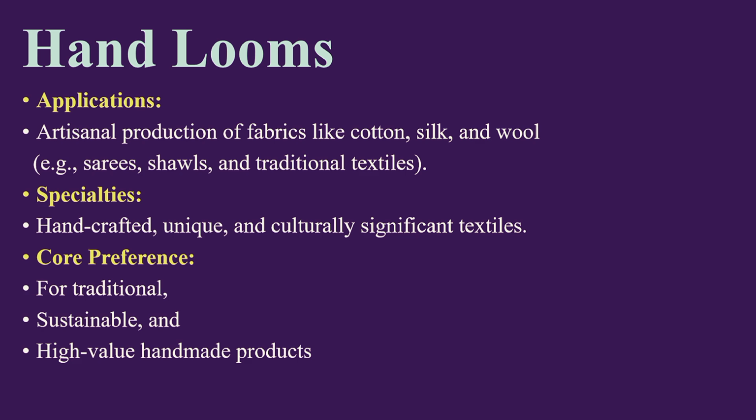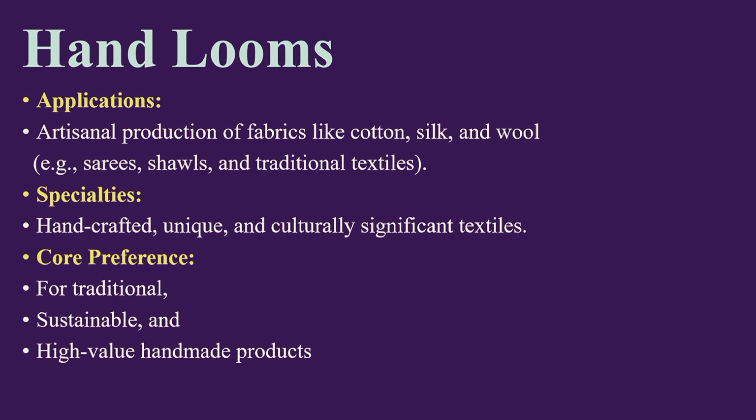Applications and specialties and core preferences. When we discuss about the applications, artisanal production of fabric like cotton, silk, and wool, for example, sarees, shawls, and traditional textiles. When we discuss about the artisanal production, it is referred to traditional method of weaving fabric manually using a hand operated loom. This process is usually done by skilled persons.